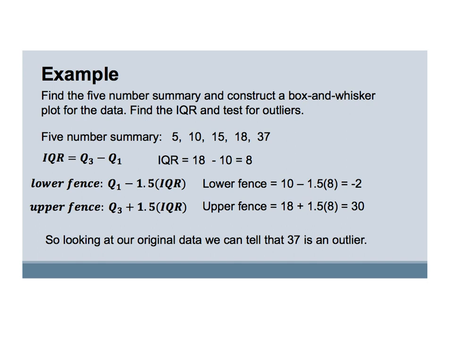So now, if you look at that original data, there's no negative numbers, so there's no low outlier. If you look at your original data, there's one number, the 37, that's above 30. So 37 is an outlier.